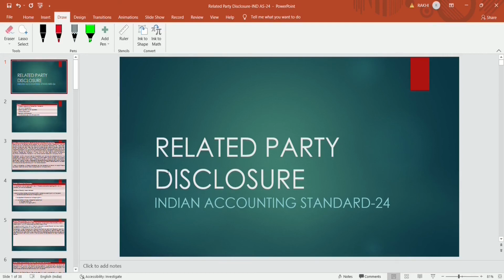Today's topic is related to Indian Accounting Standard 24, which deals with related party disclosures. What disclosures are we going to give in this standard? What are the requirements of this standard?